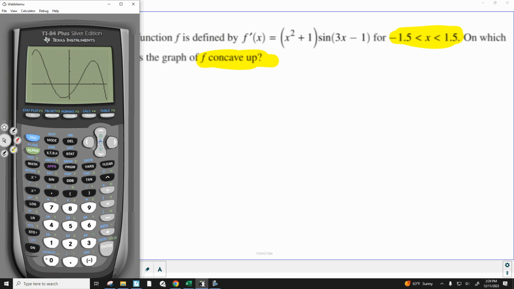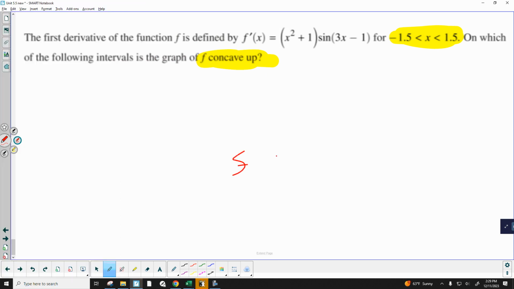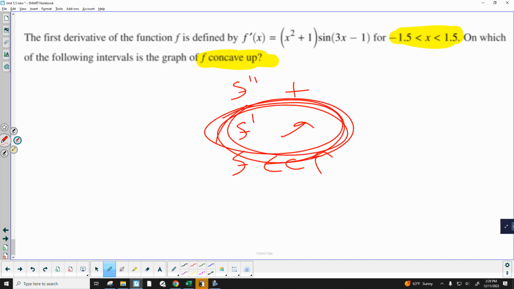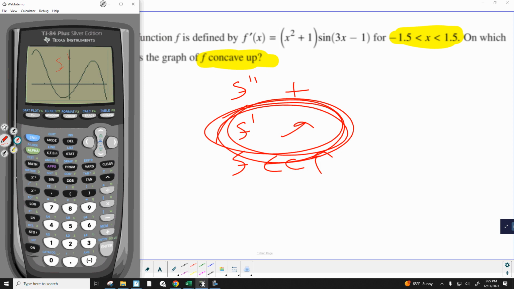Again, you got to know what you have. This is the graph of f prime. I'm looking for when f is concave up. That's when f prime is going up, or when its slopes are positive. Since I have the graph of f prime, I need to figure out when it's going up. That is here. And a little bit right here, but let's just pay attention to here.